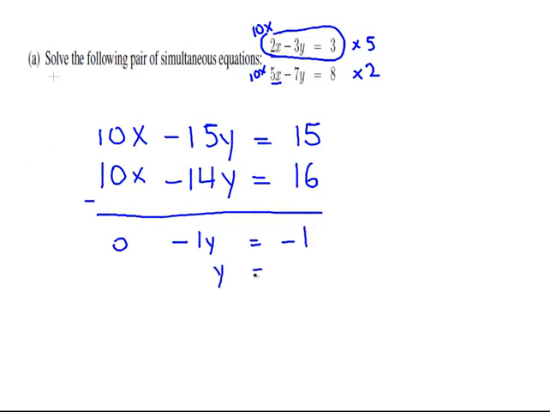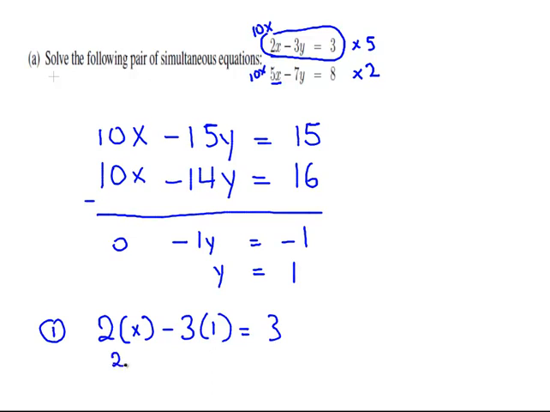So y is minus 1, if we divide both sides by minus 1. Okay, so y is 1. What would that make x? Let's put 1 back into one of the equations. So 2x, I'm going to put x in there, minus 3y, 3 times 1, equals 3. This is the first equation.